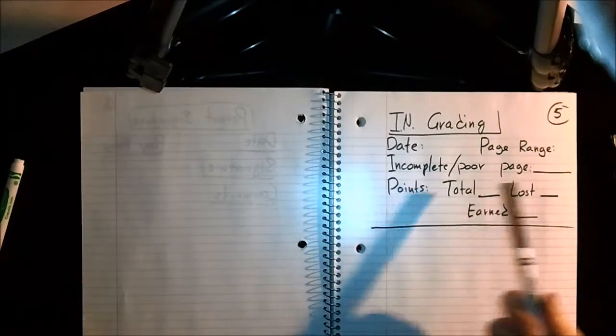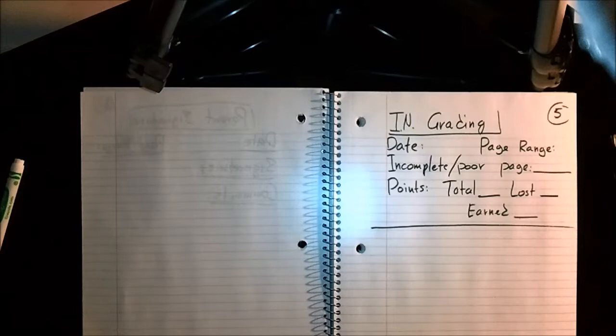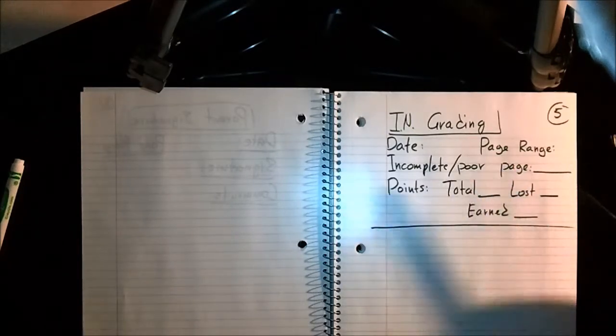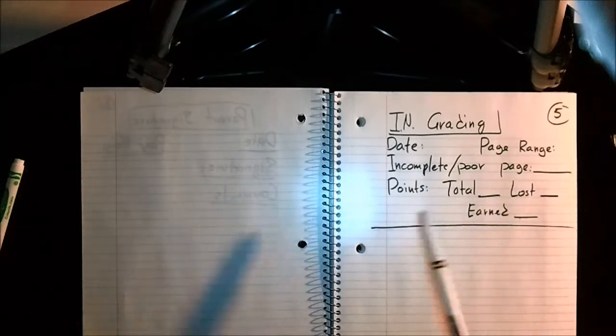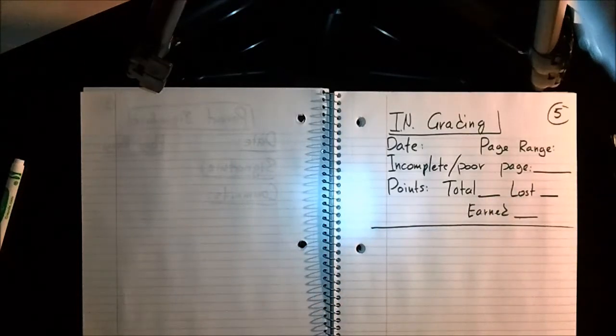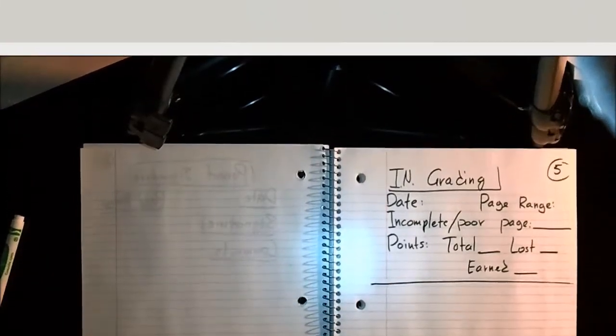I'll still grade it, but again, if I have to do extra work on this page, I don't have an empty template, and it actually shouldn't even be empty. Every time I collect it, the date and the page range should be filled in by the student. So I should only be filling in the incomplete, poor pages and the point section. If that's missing, again, your student will probably lose 2 points at this point because they know better. So the next time I collect this, there will be another template here, another template here.